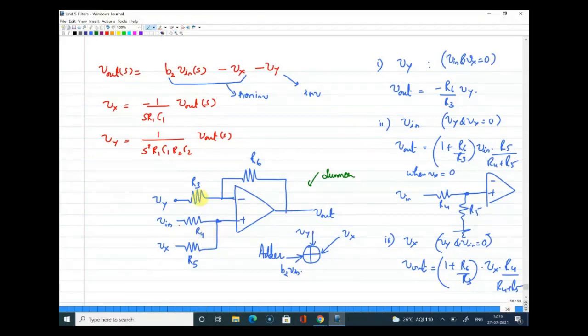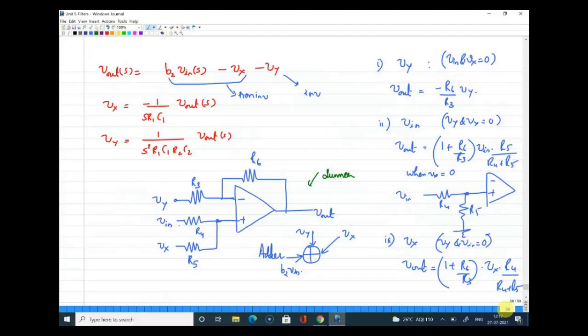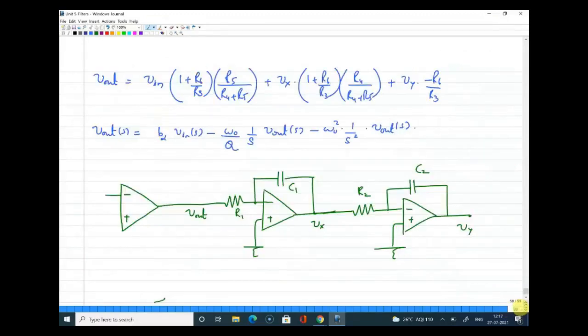Vy is coming at the minus input, right? So let me draw the minus input here and plus input here. What is coming to the minus input? The minus input of the summer has Vy, right? So from where will Vy come? Vy should come from this point. And how can I connect it here? I should connect it here through a resistance.